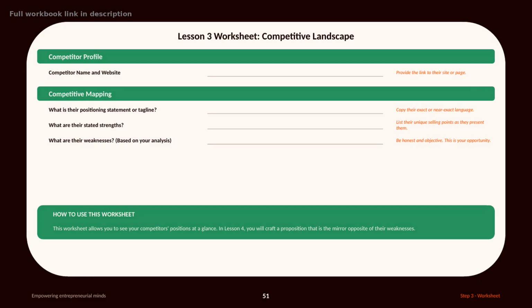Get your worksheet out. For each competitor profile, list their name and website, the actual link. Then under competitive mapping, note their positioning statement or tagline in their own words, their stated strengths as they present them, and honestly, their weaknesses based on your own analysis. This last part is entirely your opportunity, so don't soften it. This worksheet lets you see every competitor's position at a glance, and next you'll craft a proposition that's the mirror opposite of their weaknesses. Grab the PDF if you haven't already. You'll want this laid out visually.